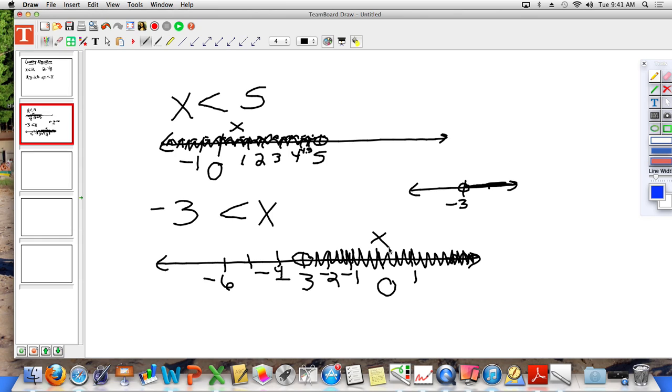All right, put an X there too, because this is the part. The X's we're talking about are everything to the right of -3. So put an X with your shaded region.